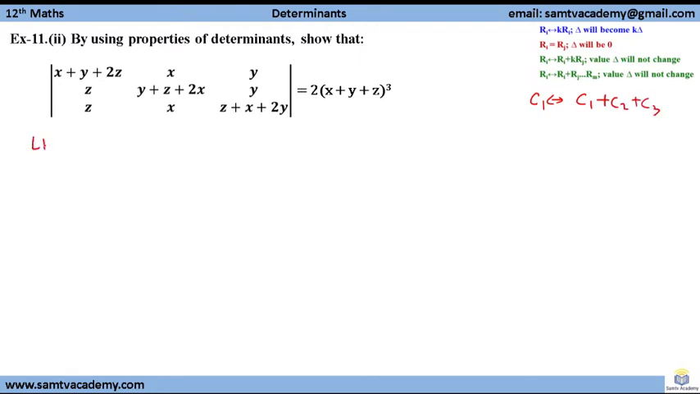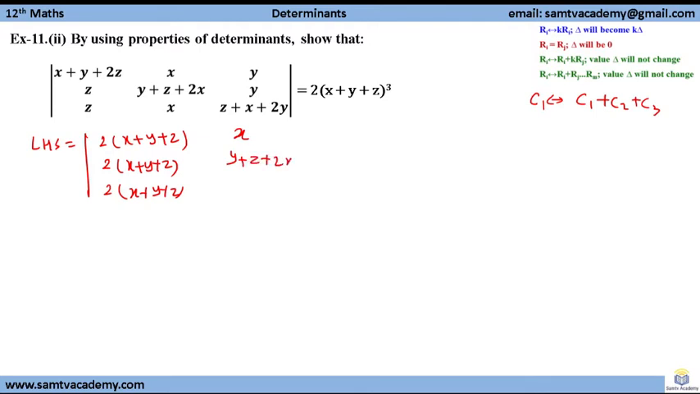So let's start with the LHS. What will we get here? We will get 2x plus y plus z. Similarly here also 2x plus y plus z. The third row, column also 2x plus y plus z. Now we have applied this. The second column will remain as it is, so we will write that, and then we will solve for the next step. The third column also will remain as it is.